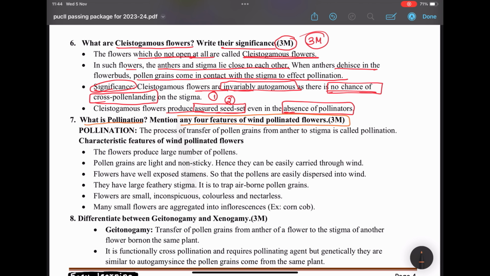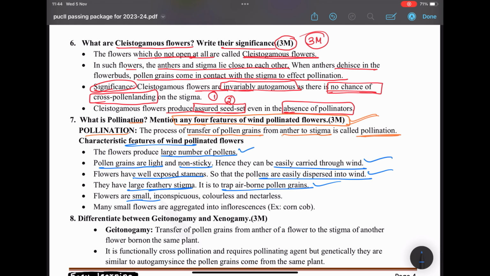Next question: what is pollination? Mention any 4 features of wind pollinated flowers. Pollination is the transfer of pollen grains from anther to stigma. In wind pollination, pollen grains are light and non-sticky, stamens are exposed, stigma is large and feathery, and flowers are small and colorless, nectarless and inconspicuous.